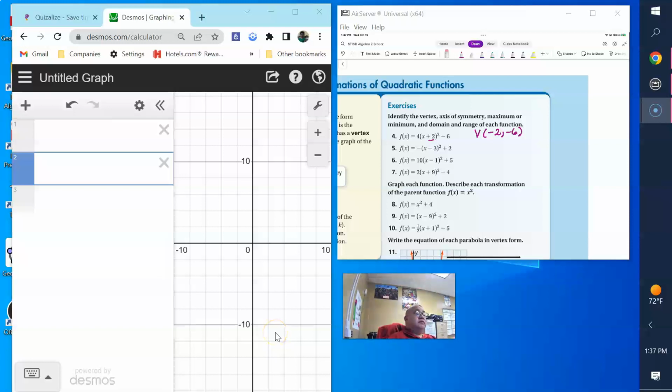Okay, good afternoon. What we're going to do is go ahead and do the review with you, some selected problems. Identify the vertex, the axis of symmetry, the max or min point, domain, and range of each function.